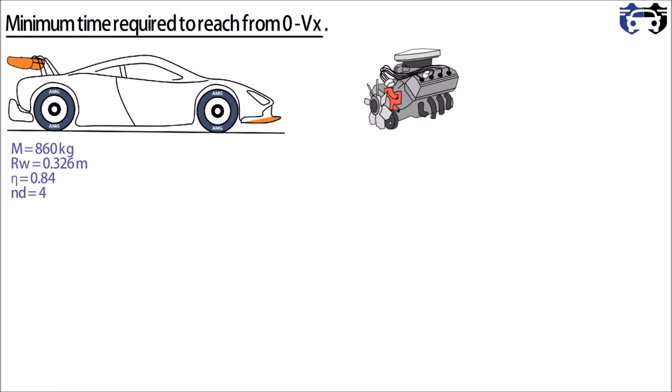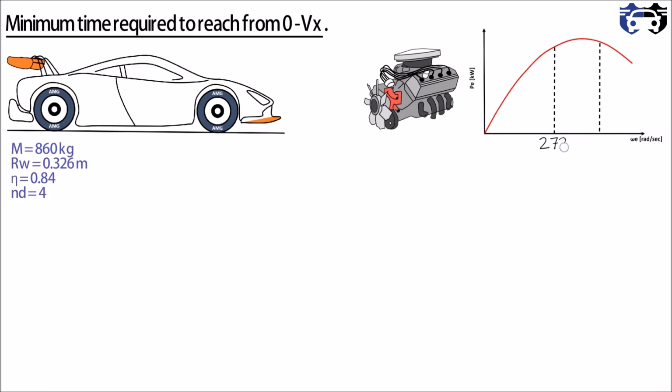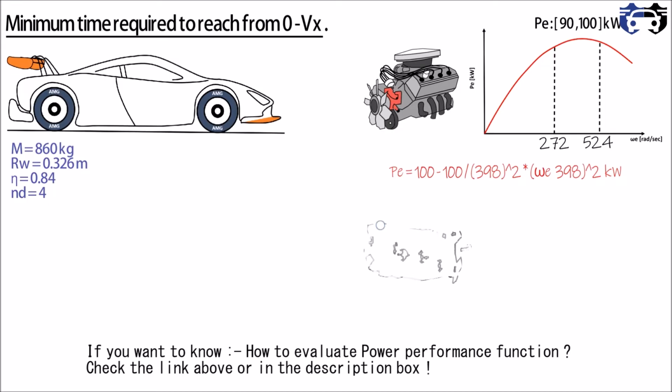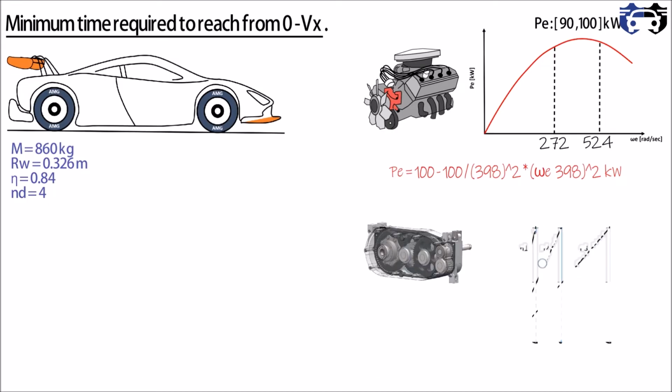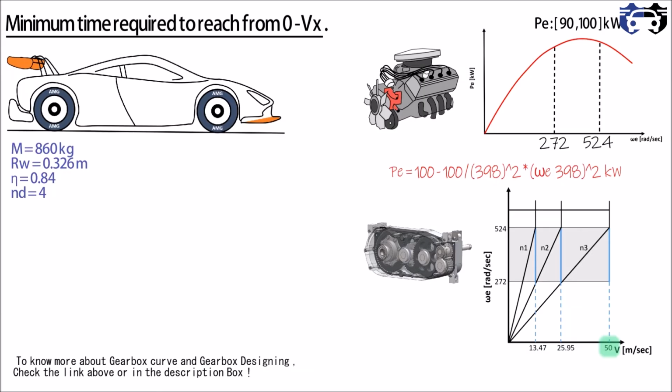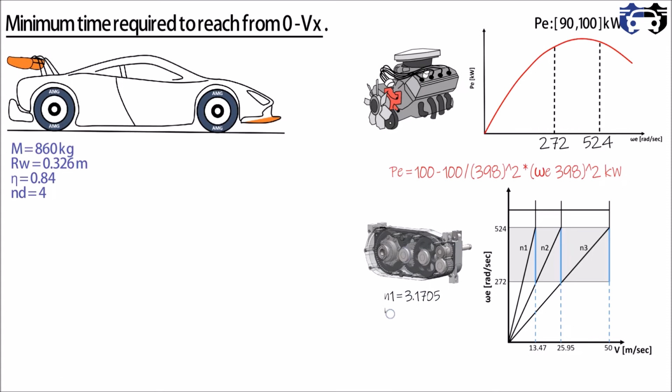The car has an engine with a power and angular velocity diagram like this, with a working range of 272 to 524 radians per second. The power in this range varies from 90 to 100 kilowatt. The power performance function of this engine curve is given by Pe. The car has a 3-speed gearbox with maximum speed of 50 meter per second at third gear, 25.95 meter per second at second gear and 13.47 meter per second at first gear. The gear ratios are N1 equals 3.1705, N2 equals 1.6457, N3 equals 0.85412.